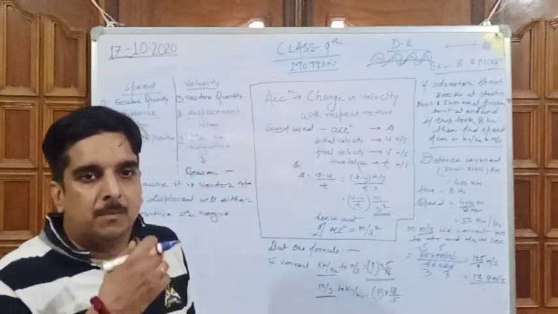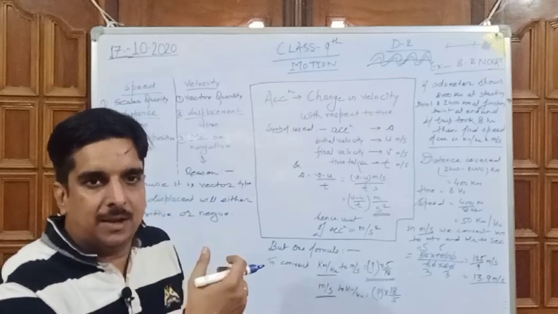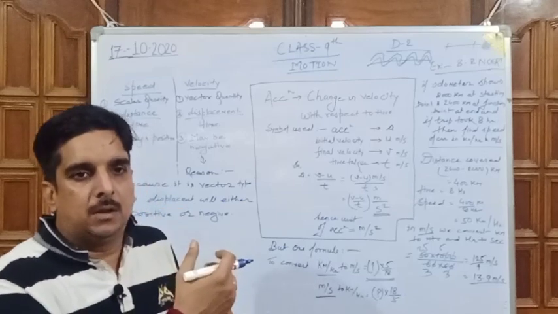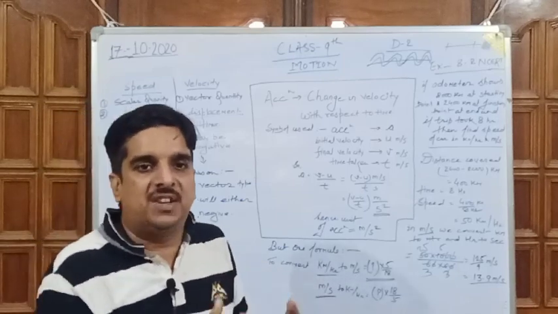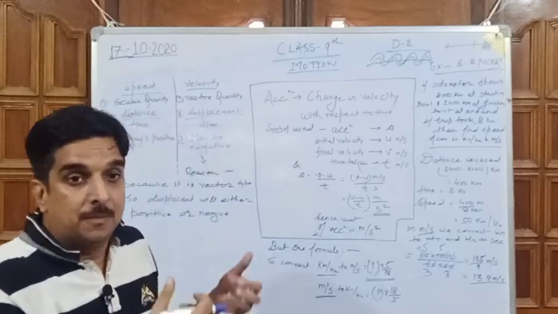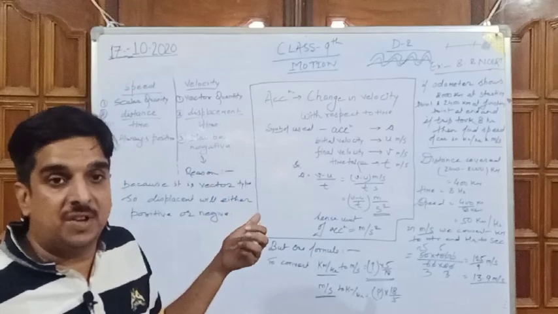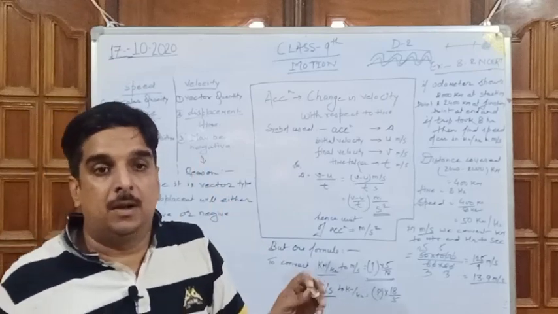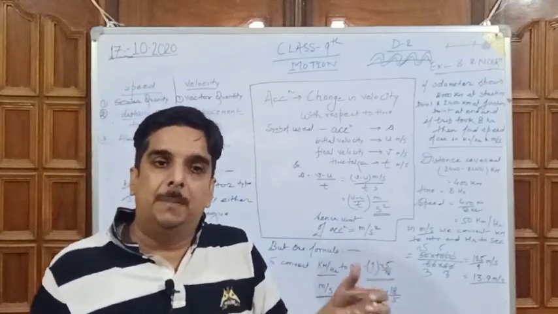Third one, it is very common that if direction is not countable for finding the speed, it means the speed will always be in positive terms. But for velocity it might be possible that it will be negative.